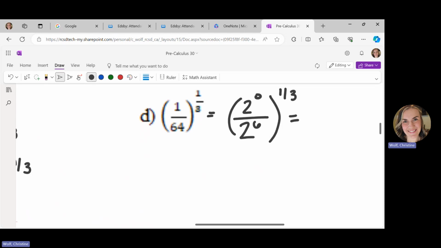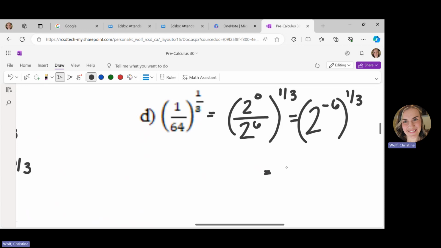Yeah, you subtract the exponents when you're dividing, so that becomes 0 minus 6, which is -6. Then all of that is still raised to the power of 1/3.